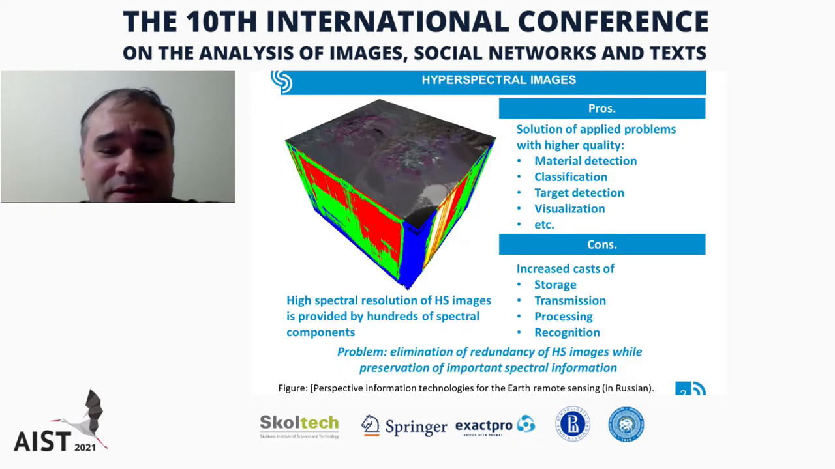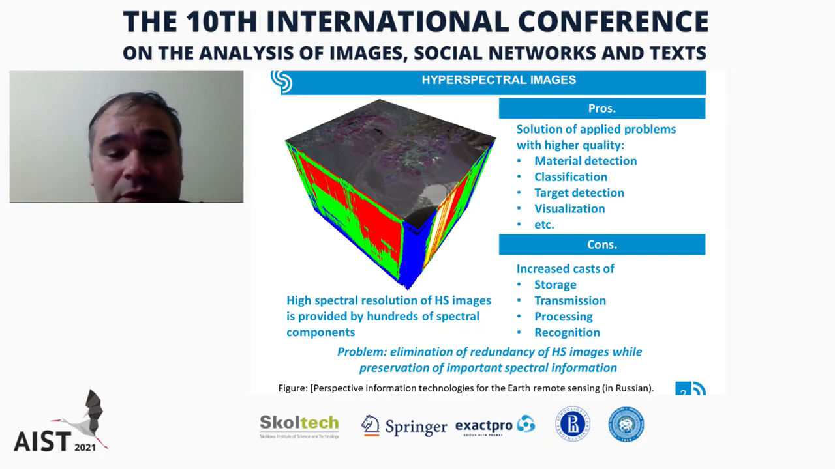I would like to start with the notion of hyperspectral image. This is a three-dimensional array, or cube, having two spatial dimensions and one spectral dimension. The spectral dimensionality of hyperspectral images is very high compared to usual three-channel images. The number of channels in hyperspectral images is in the hundreds. This high spectral resolution allows us to solve many applied problems with higher quality compared to ordinary images, such as material detection, classification, visualization, outlier detection, and so on.